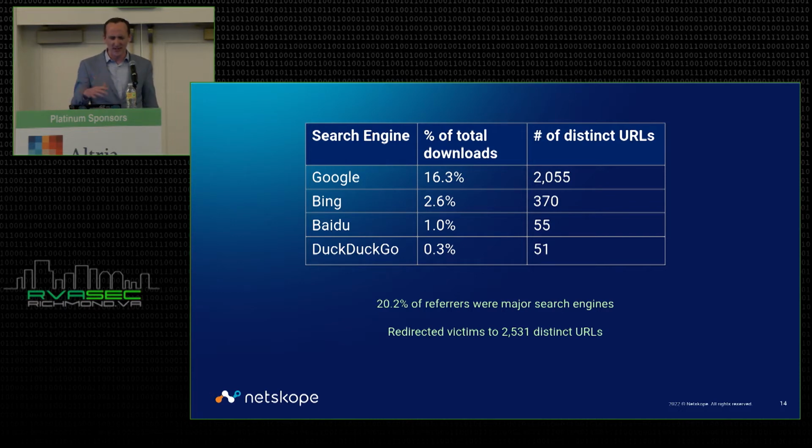And then we started looking and we're like, oh, Bing's in there, Baidu's there, oh, DuckDuckGo's even in there. All of the search engines. And we start looking, and it's not just one URL. It's thousands of URLs across those search engines. And it's victims all over the place.